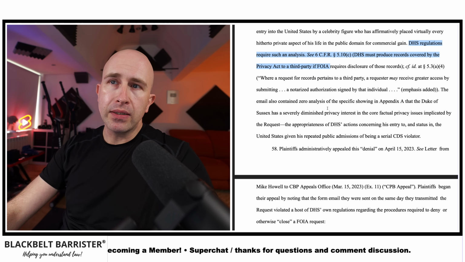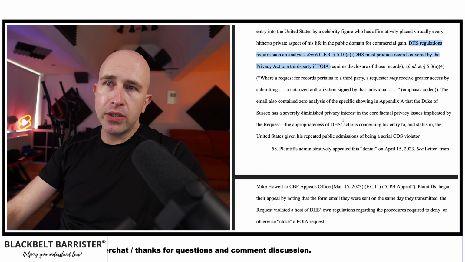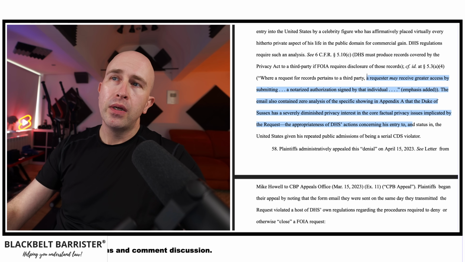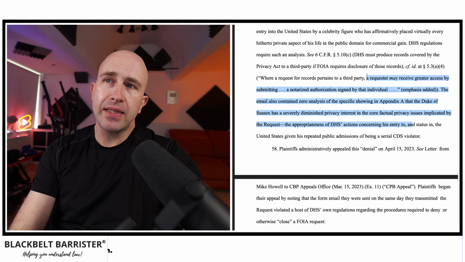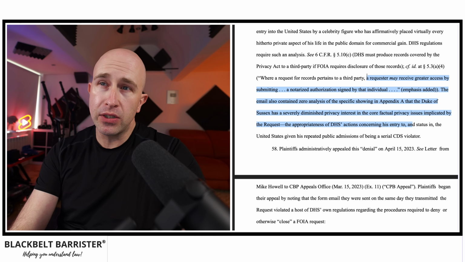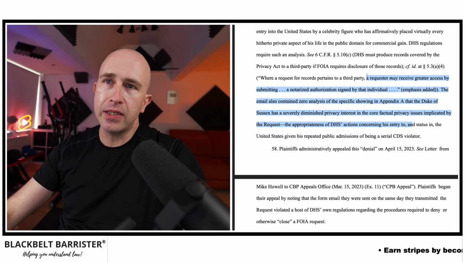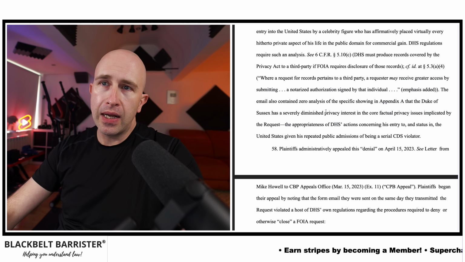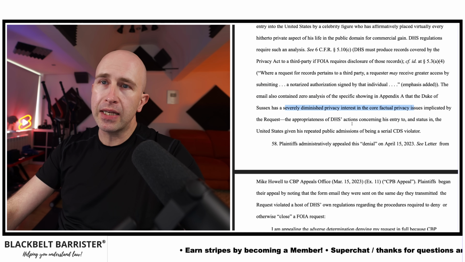The email contains zero analysis of the specific showing that is severely diminished privacy interest in the core factual privacy issues. So what's going on here is, ordinarily when you make a request, you have to provide a basis for that request and weigh it against aspects of privacy. So this is directly contradicting the huge publicity following these disclosures, and then pointing out the severely diminished privacy interest in the core factual privacy issue implicated by the request.